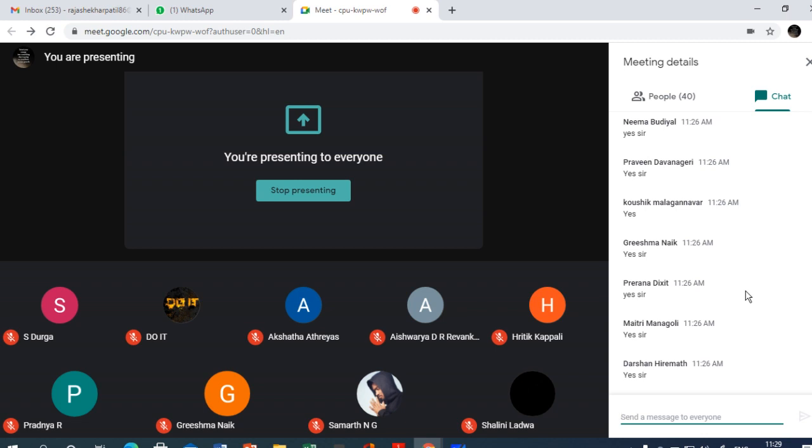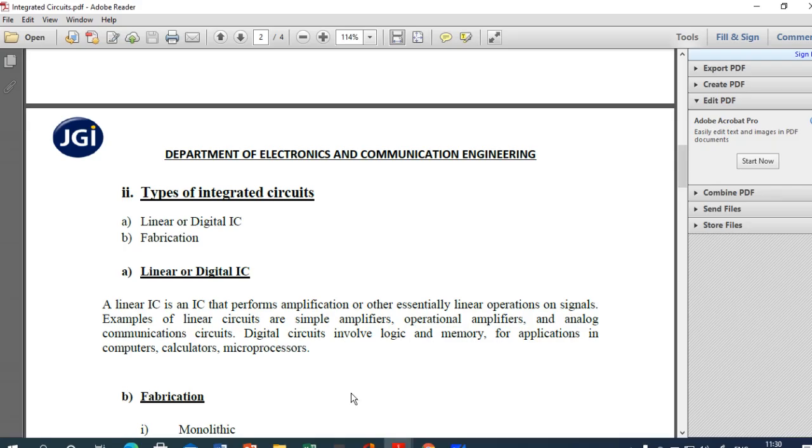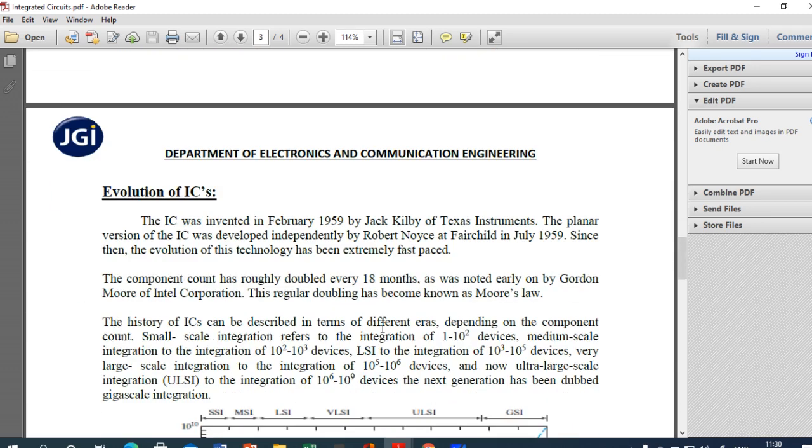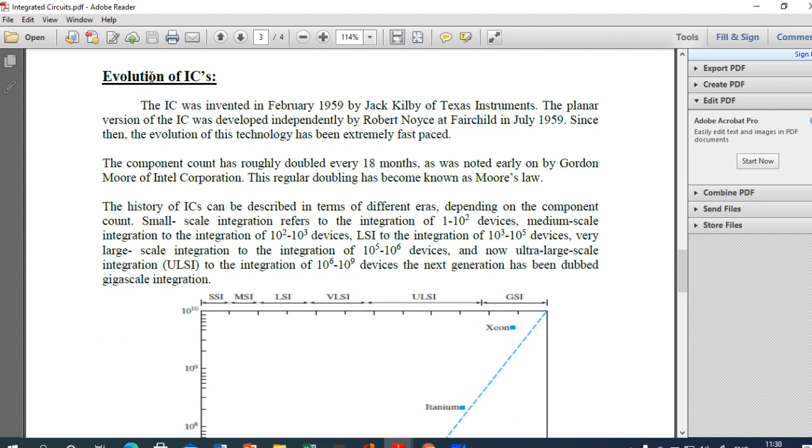Okay, fine. So this is about the types of integrated circuits. I hope it is clear for everyone. It is complete theory here, and this is about the integration. Next is the evolution of ICs. How these ICs evolved, who is the scientist who invented these integrated circuits, and in which year they started to manufacture them, we are going to discuss in this topic.